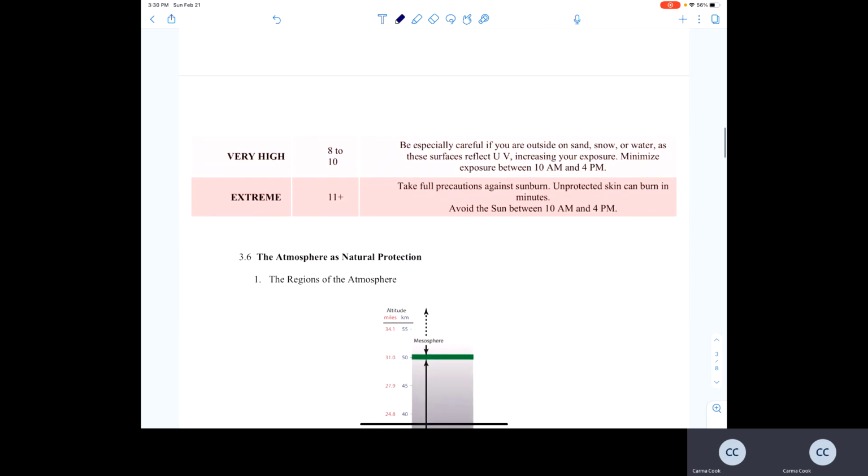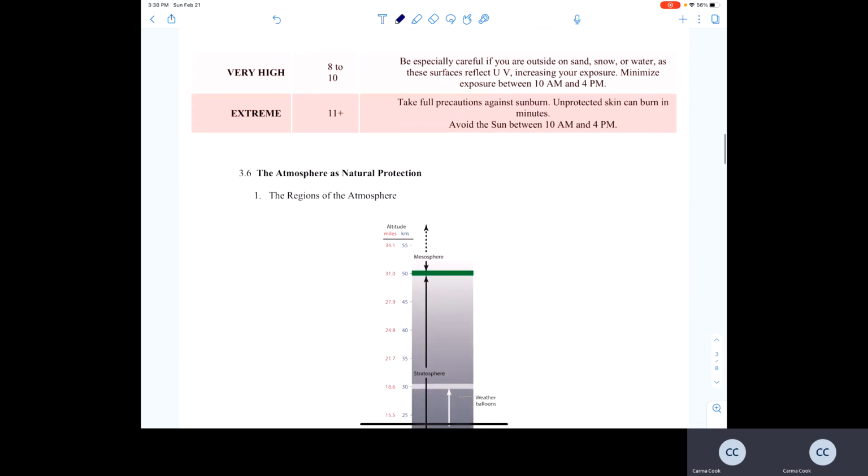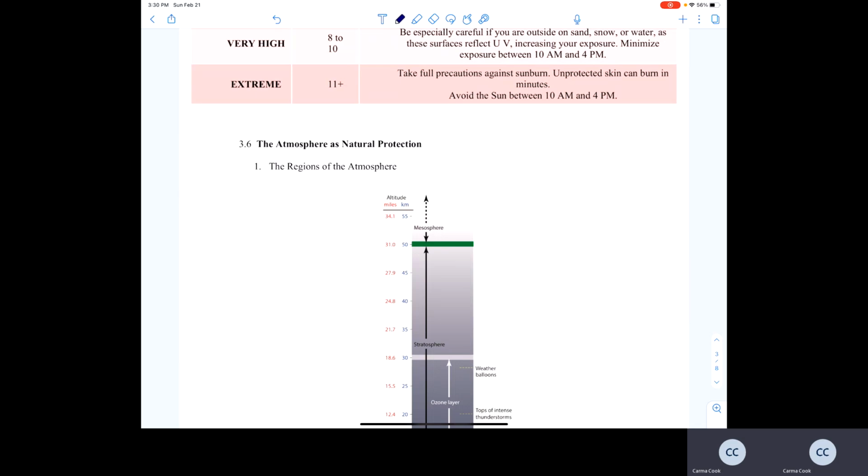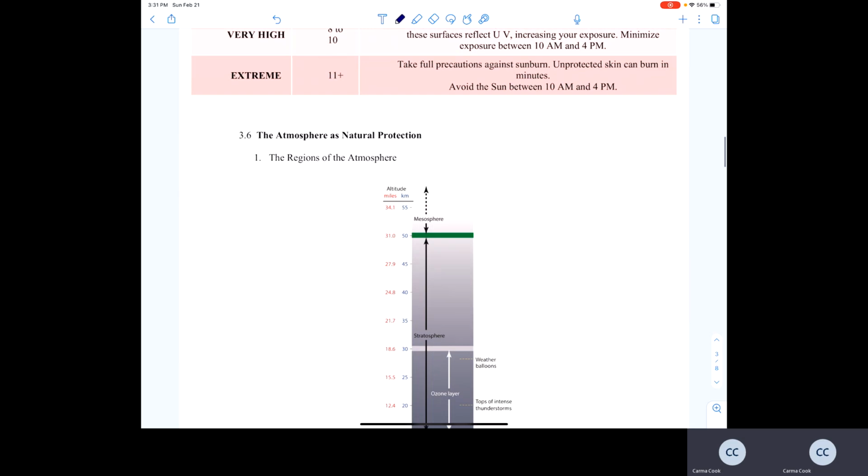And then very high, 8 to 10, be especially careful if you're outside, if you're on light colored surfaces like sand or snow or water, as these surfaces are going to reflect the UV radiation, increasing your exposure to it. And so again, minimize your exposure between 10 a.m. and 4 p.m. And then if the index is 11 plus, that means you're in the extreme category. Avoid the sun between 10 and 4. Take full precautions against sunburn and make sure all skin is covered and protected.